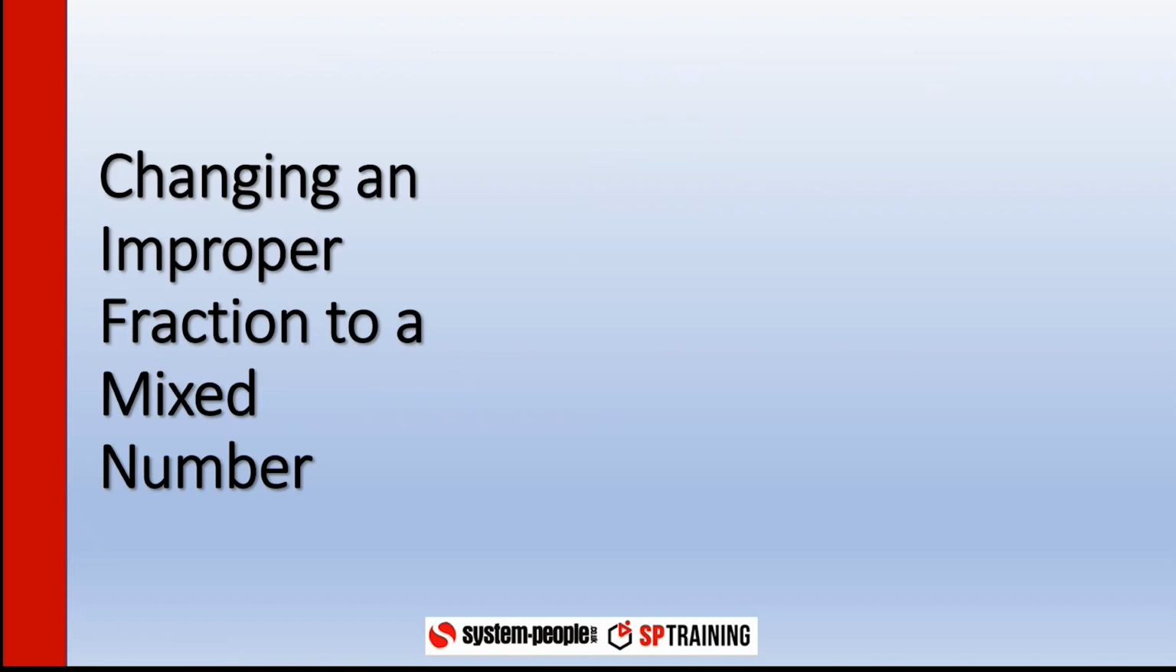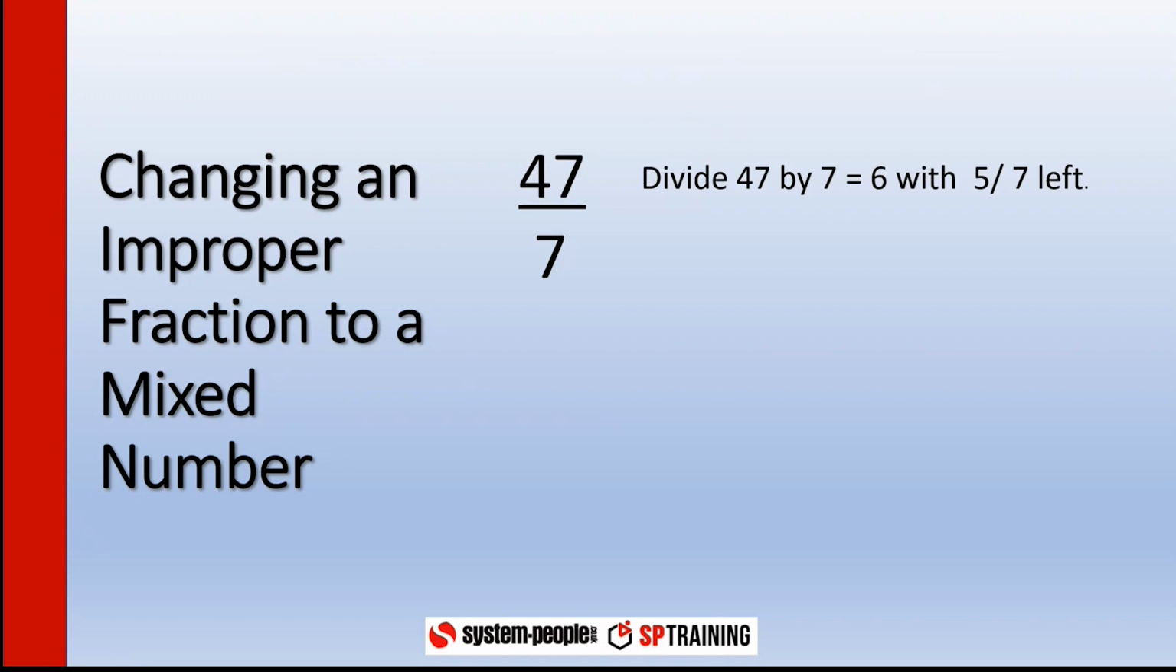19/8. And let's see what happens when we do it in reverse. So we're going to change an improper fraction into a mixed number. Well, if we've got 47/7, it's like doing a division. So we're saying how many 7s are there in 47, and we come up with 6. And then whatever we've got left over, we're going to put over the denominator. So we've got 6 with 5/7 left over.